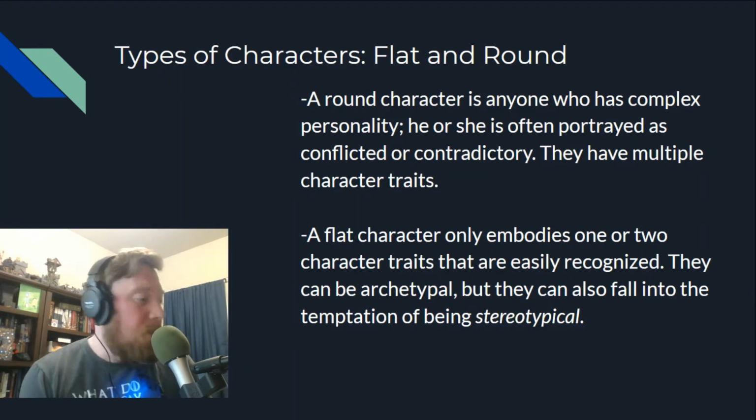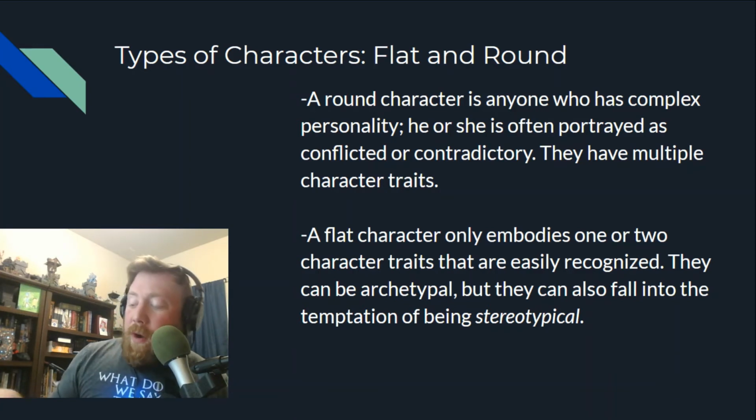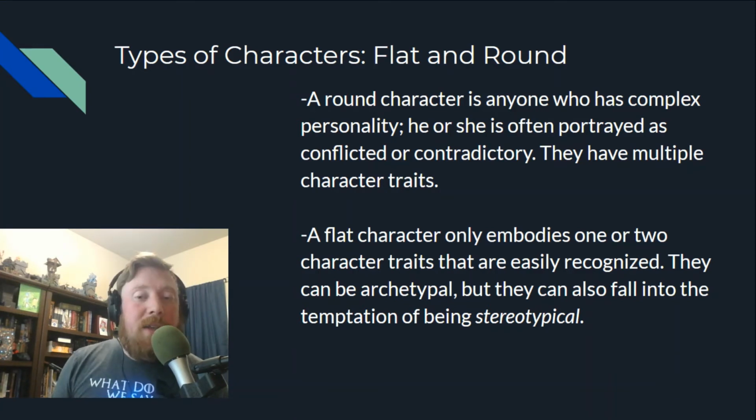The last thing I want to talk to you about are flat and round characters. And a round character is anyone who has a complex personality. He or she is often portrayed as conflicted, often portrayed as contradictory, but the most important thing about a round character is that they have lots of character traits. Whenever I've said it in class, that character is really textured. You have a very textured character. That's what I mean. The character has dimension to them.